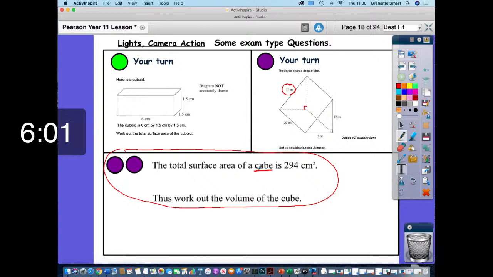If we say in 2 minutes I'll do the green question, then 2 minutes after I'll do the first purple question, and then 2 minutes after that I'll do the second purple question. Off you go.